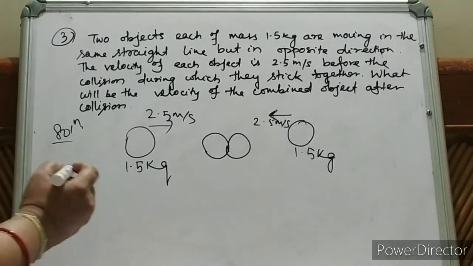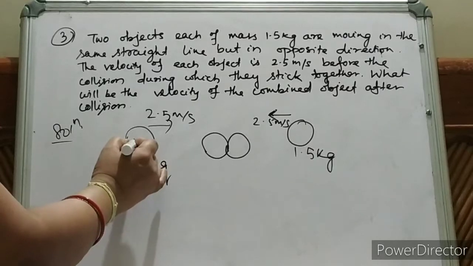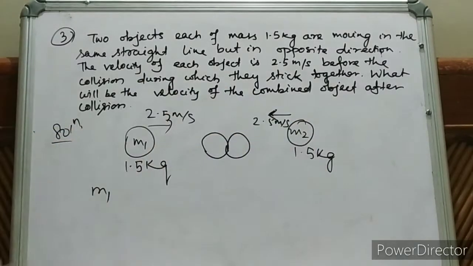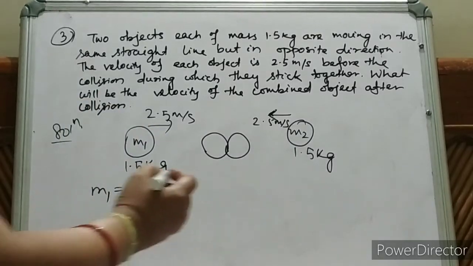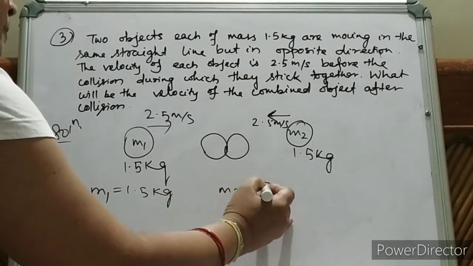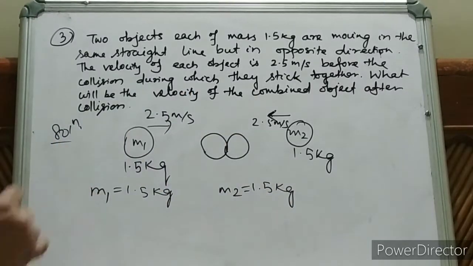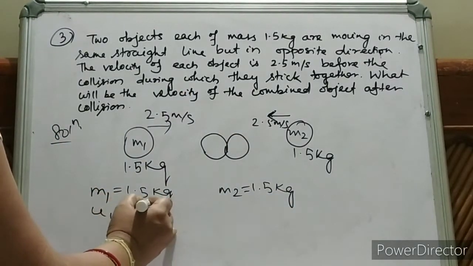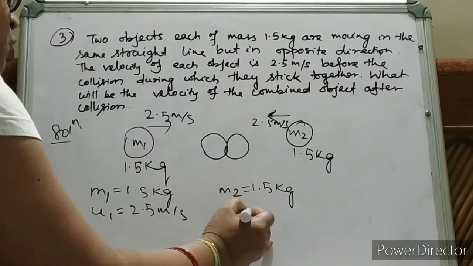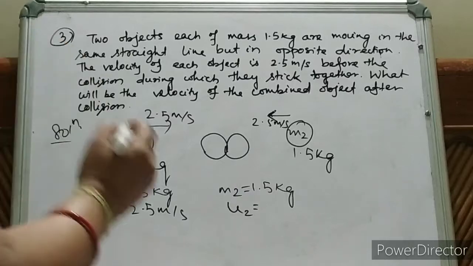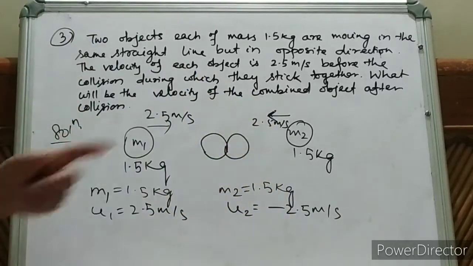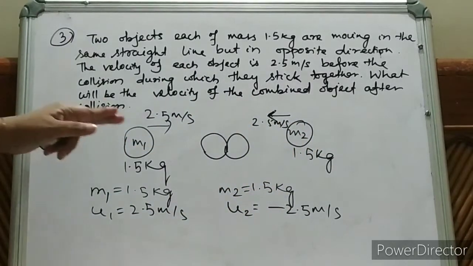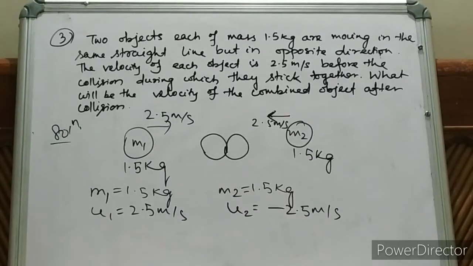Okay. So what is the data given then? Suppose this is your M1 and this is your M2. So M1 is given. What is M1? Same, 1.5 kg, and M2 was also 1.5 kg. What is U1? 2.5 meter per second. What is U2, children? Is it same 2.5? No, there will be a minus sign, children. Please note, this is a minus sign since it is moving in opposite direction. So if one is positive, the other will be negative.